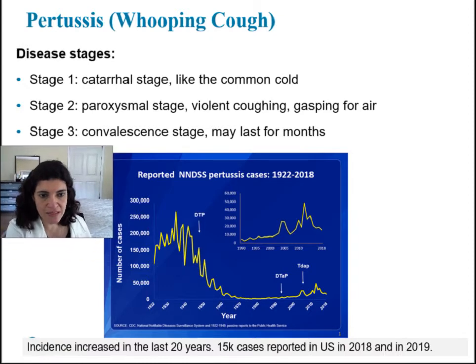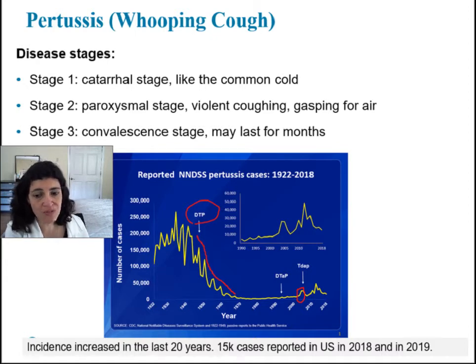I really like this graph because it shows you the number of cases of pertussis between 1922 and 2018, and it shows you how the vaccines, see, they started with one vaccine here in the 1940s, and then with the vaccine, look how much of a decrease you had in the cases. Okay, and then with the DTaP, it just kept that number really low, but then there was an increase. You see this bump here? So in the last 20 years, 15,000 cases were reported in the US in 2018, 2019, because adults were not getting vaccinated. And that's when they introduced the Tdap to try to decrease that number of cases.